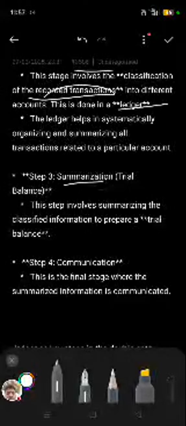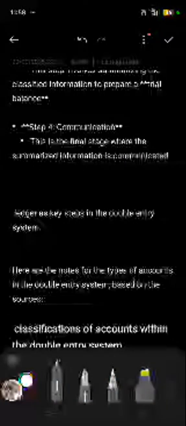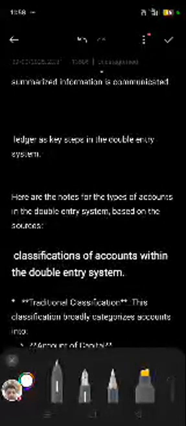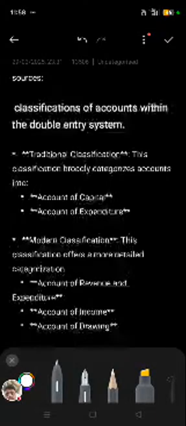This involves summarizing the classified information to prepare a trial balance. And the fourth one is communication. This is the final stage where the summarized information is communicated. So we have the four stages: the first one is the journal, then the ledger, then the trial balance, and then communication. So the ledger is the key step in the double entry system. Then comes the classification of the double entry system.